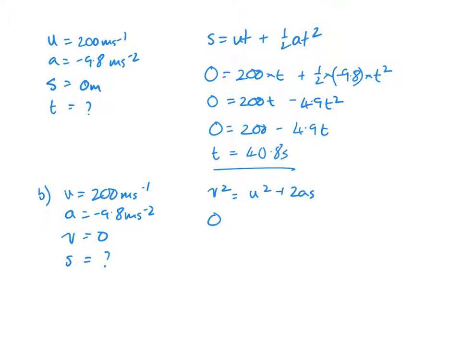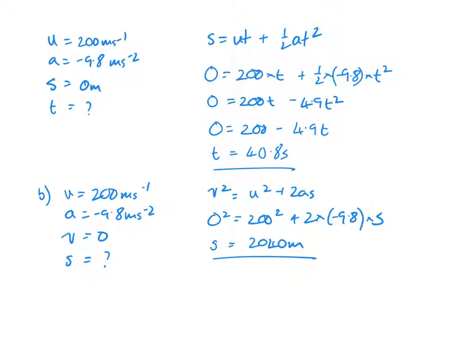So 0 squared equals 200 squared plus 2 times minus 9.8 times s. And rearranging that, you'll get s equals 2040 meters. And so that's your maximum height.